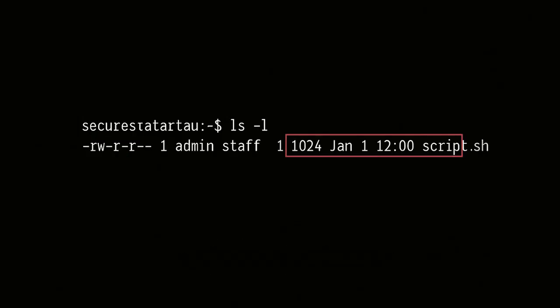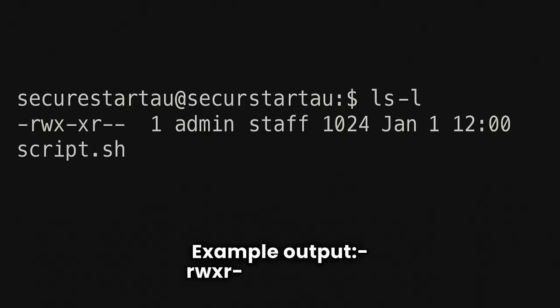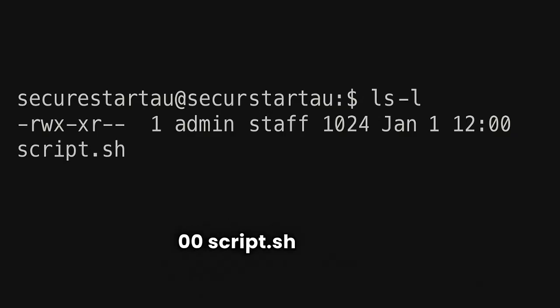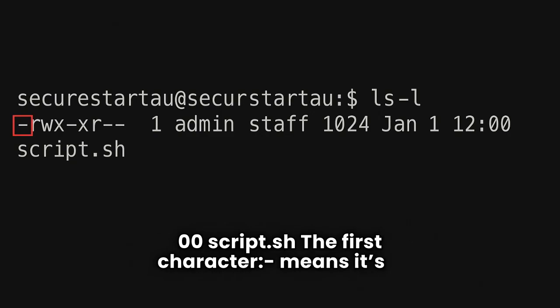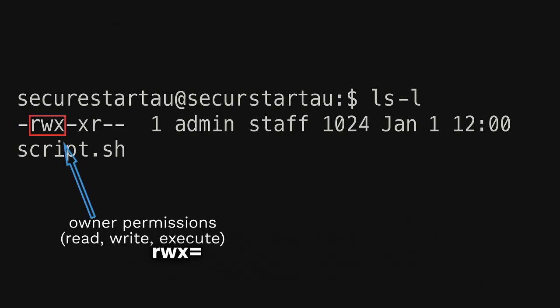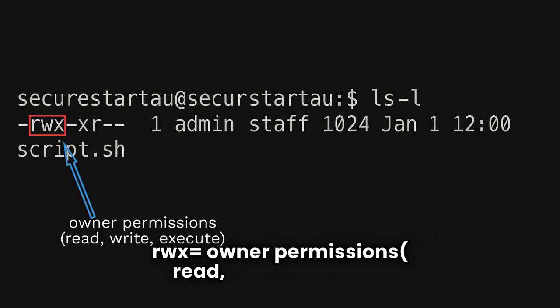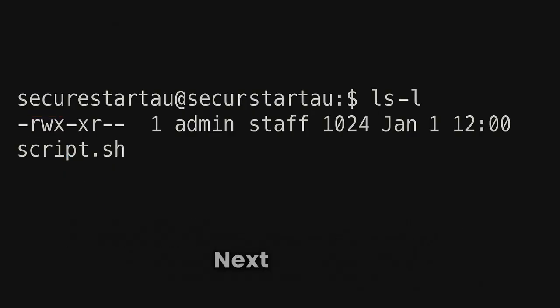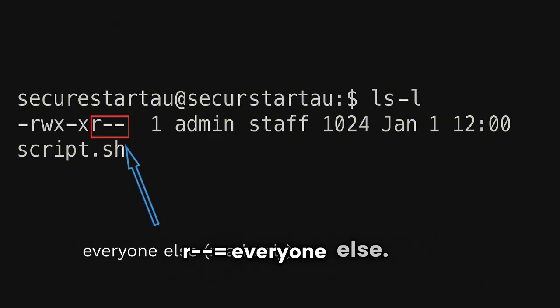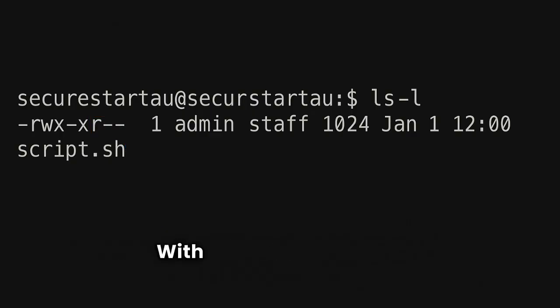Let's break it down. Example output: -rwxr-xr-- 1 admin staff 1024 Jan 1 12:00 script.sh. The first character, a dash, means it's a file. D would mean directory. Next 3, rwx, equals owner permissions: read, write, execute. Next 3, r-x, equals group permissions. Final 3, r--, equals everyone else. Only read. With one command, you see who controls what.